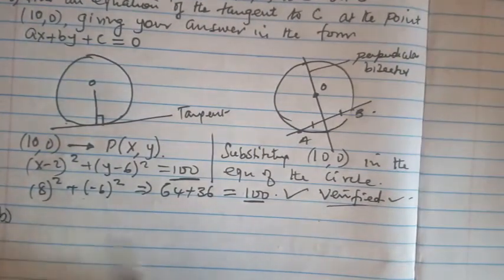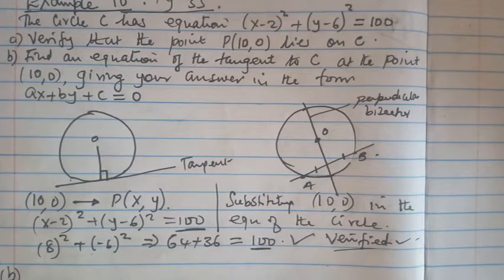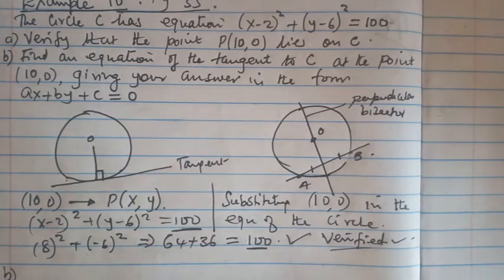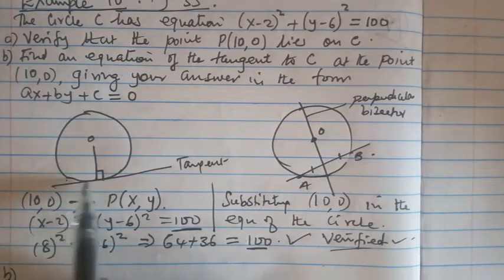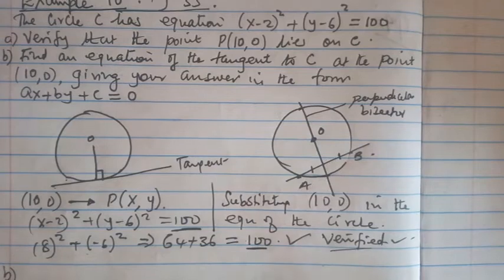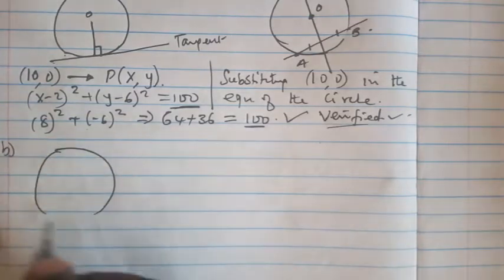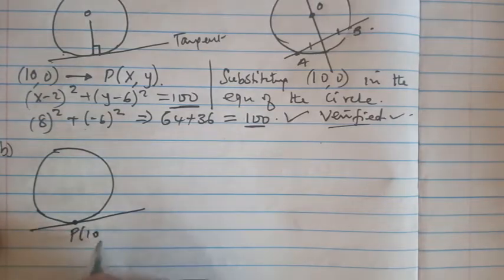If you look at part B of the question, we are asked: find an equation of the tangent to C at the point 10, 0, giving your answer in the form ax plus by plus c equals 0. The reason why I had to introduce those properties is so that you can see the clear picture of the tangent and how that tangent relates with the radius of the circle. We have a picture reflected in our question. That is the point P, 10, 0.